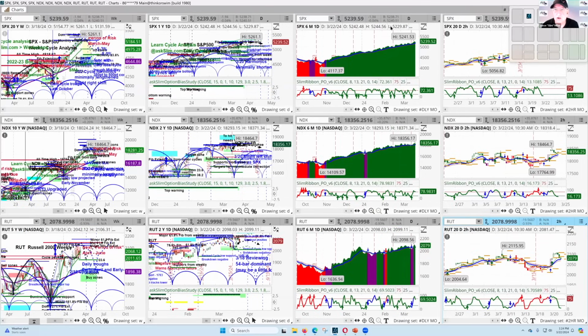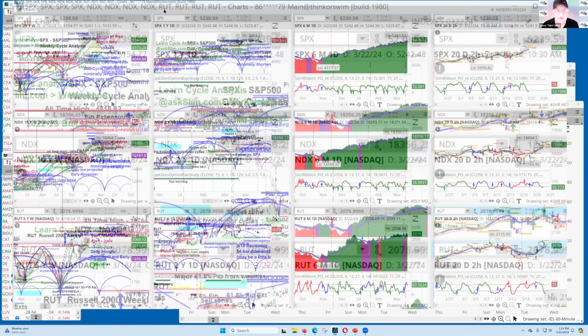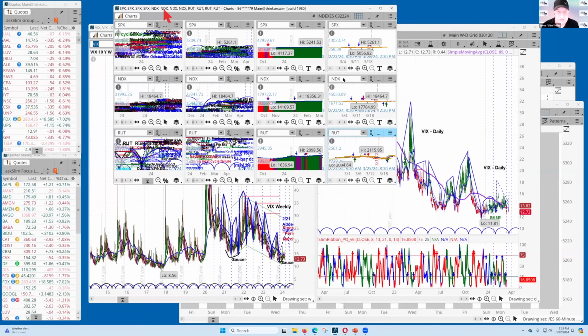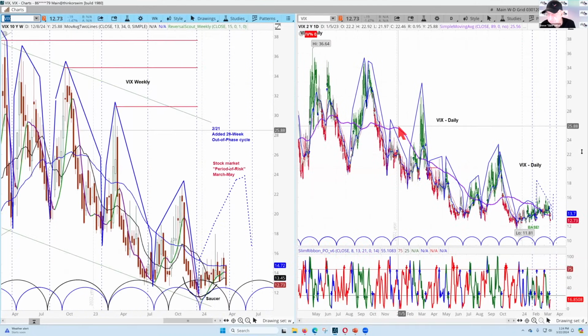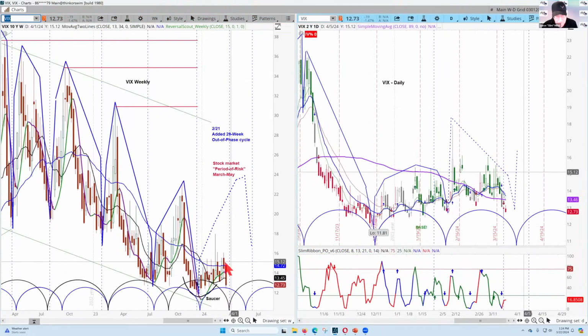I want to talk about the VIX right now because it's so important to this analysis. This is the VIX weekly on the left. This is the VIX daily on the right. We have talked about this 29-week cycle right over here bottoming sometime right over where we are now time-wise, and then getting an upward spike in the VIX. In other words, the decline in the market. This takes you out into that May time period right over there.